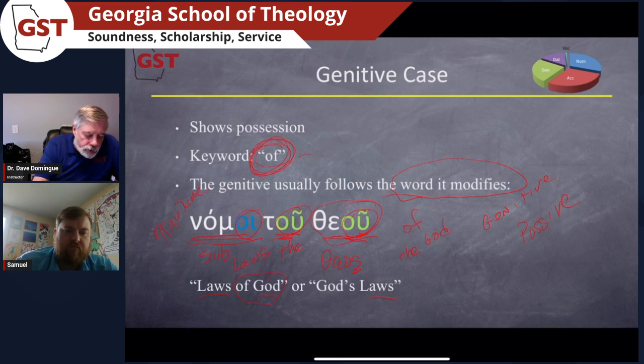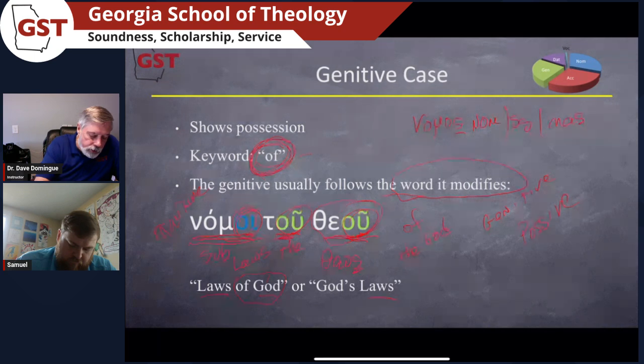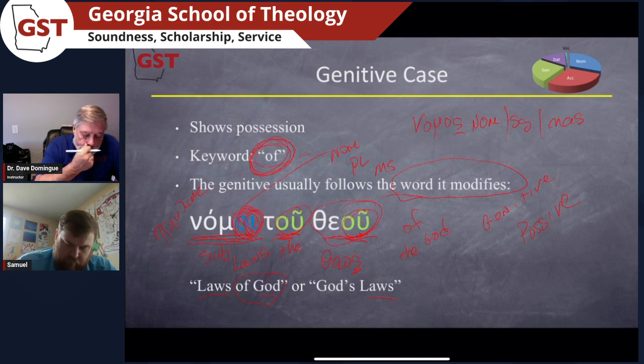But anyway, this is the word for law, and this is the plural form. Nomos would be its lexical form. It's the nominative, singular, masculine form, and I know that because of the case ending here. This is the nominative, plural, masculine form, that iota, omicron iota ending. So we get laws of God, or God's law, showing possession.